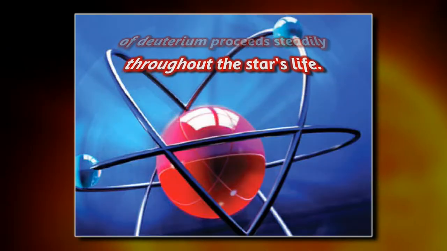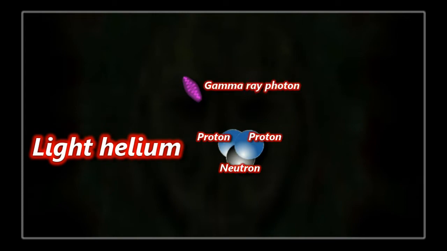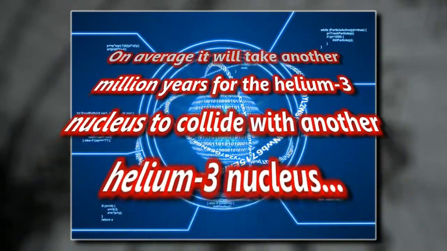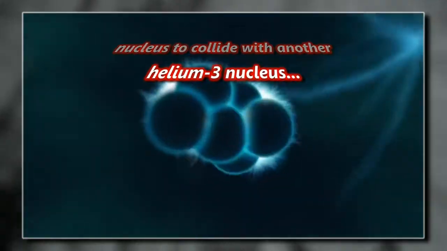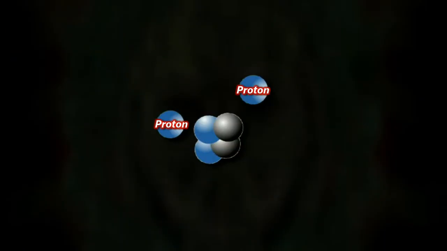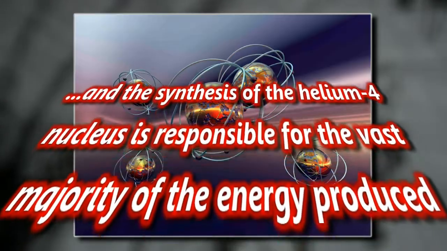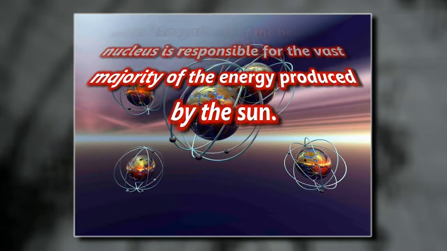The next step in the process happens almost immediately. Within 1 second, the deuterium nucleus captures another proton to form a nucleus of light helium containing 2 protons and 1 neutron, and in the process emits a gamma ray photon that carries away most of the energy produced in the reaction. On average, it will take another million years for the helium-3 nucleus to collide with another helium-3 nucleus and undergo the next step in the reaction by ejecting 2 protons, which leaves us with a typical helium-4 nucleus.